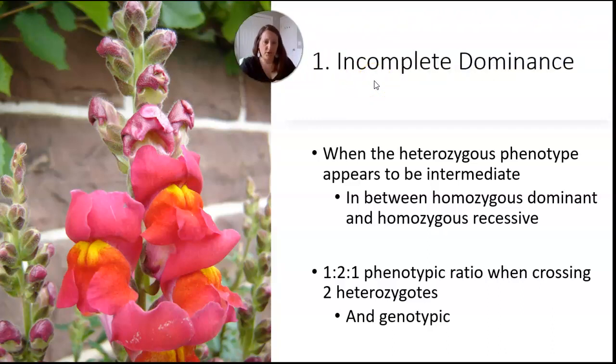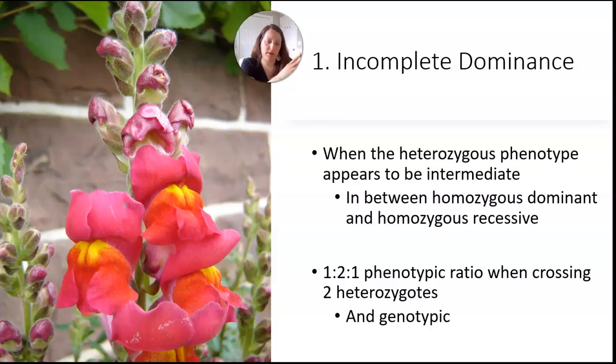Okay? And so in the picture here to my left, our left, I've got a picture of a flowering plant called the snapdragon. And so snapdragons are a key textbook example of incomplete dominance, one of them. I'll show you another one on the next slide. And so what is incomplete dominance?